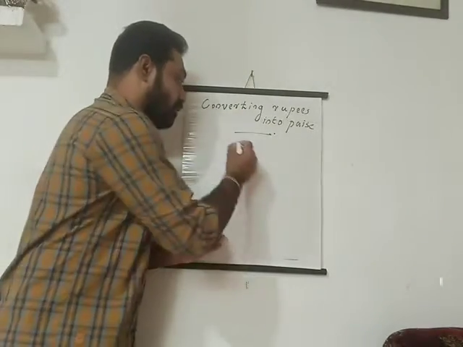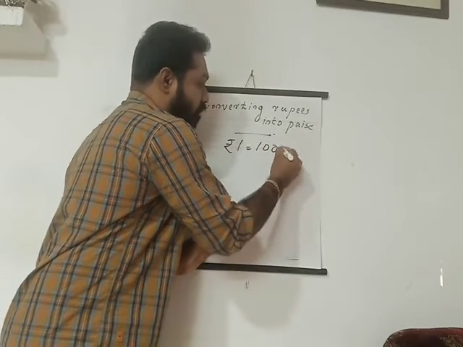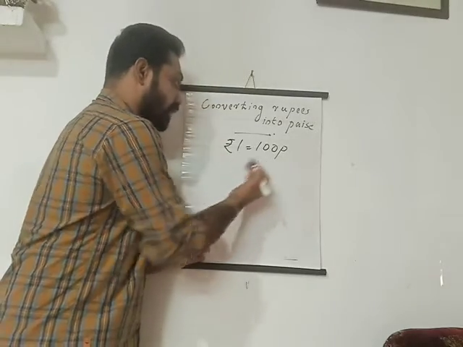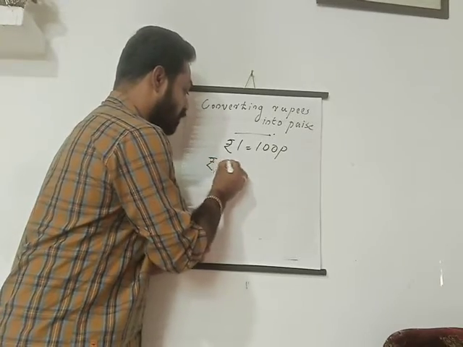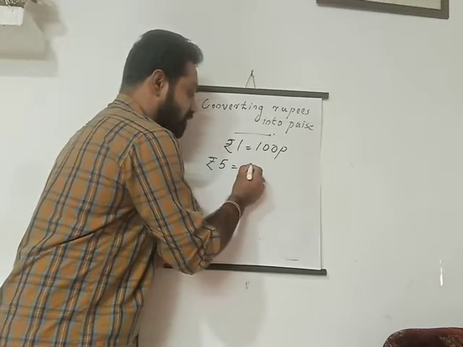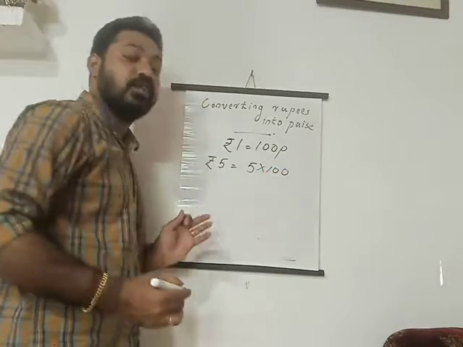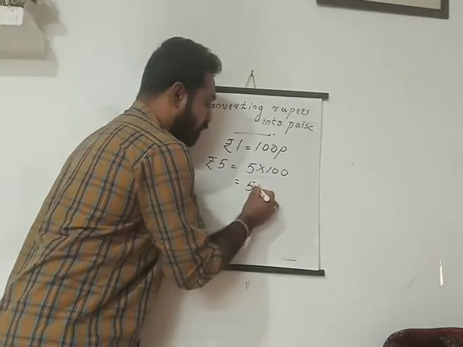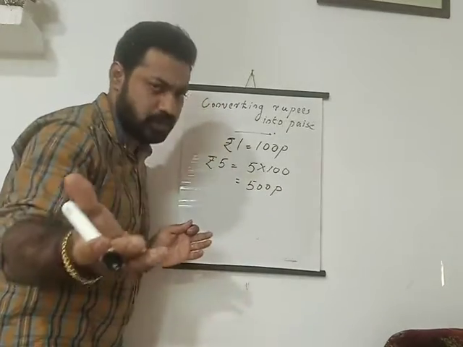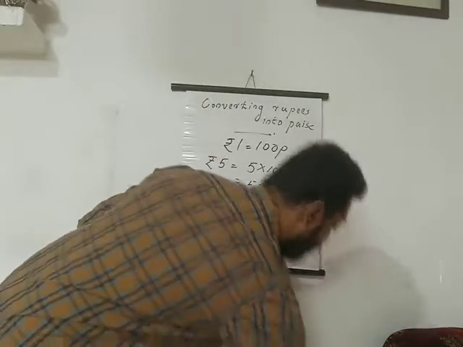Just to take an example, we all know that one rupee is how many paise? 100 paise. If you know this, then other things are very easy. So rupees 1 is 100 paise. Then what about rupees 5? To convert rupees 5 into paise, we just need to multiply with 100. 5 into 100 is what? 500 paise. So 5 rupees means 500 paise, then 6 rupees 600 paise, 7 rupees 700 paise, like that it goes. That is a simple thing.